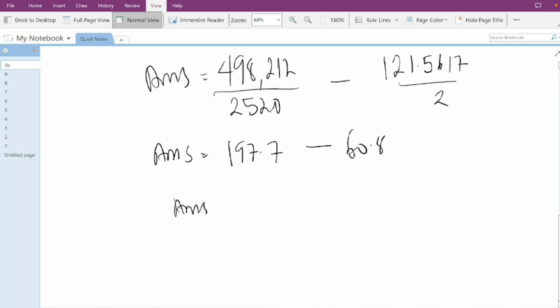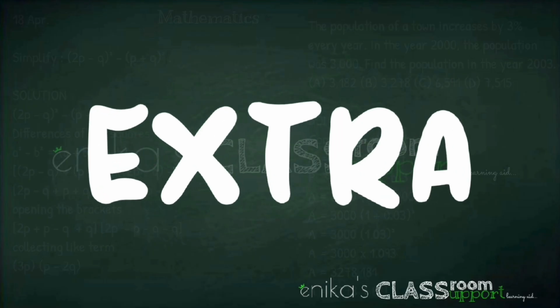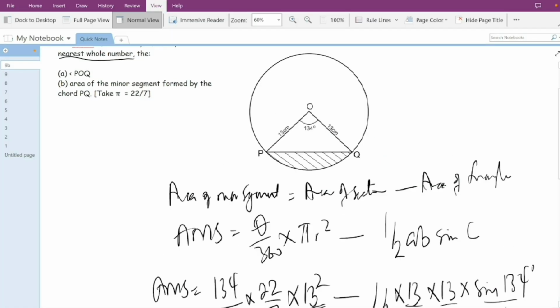Our AMS, area of minor segment, is 197.7 minus 60.8, which will give us 136.9, and the answer is wanted in whole number, so we have the area of minor segment as 137 centimeters squared. Remember to put your units so you can get your full marks. So this is it. We know the area of our minor segment is 137 centimeters squared.